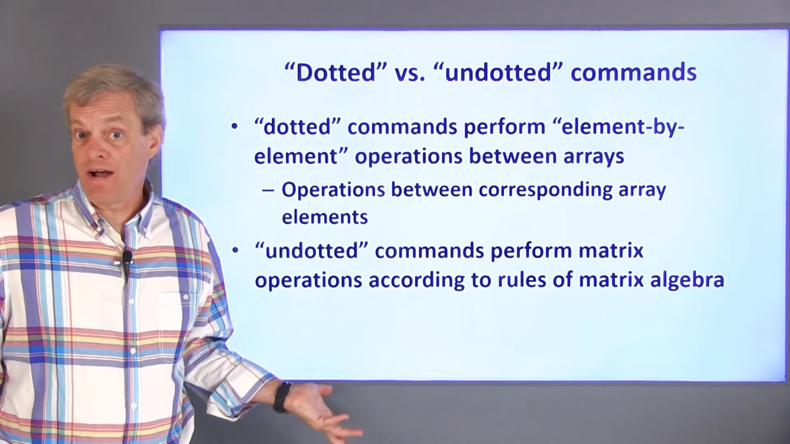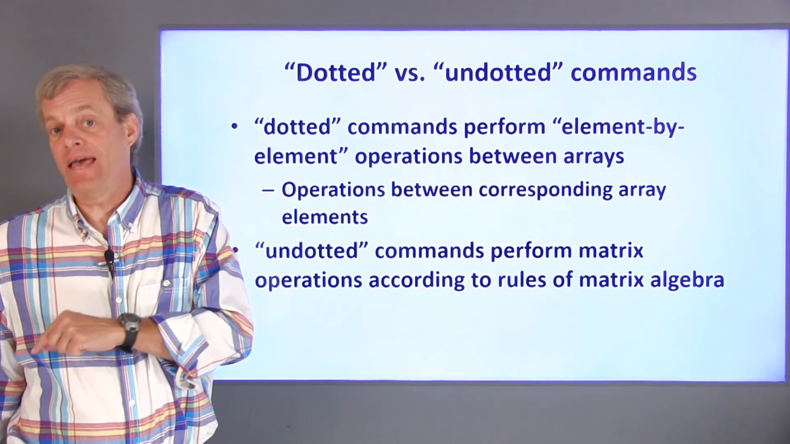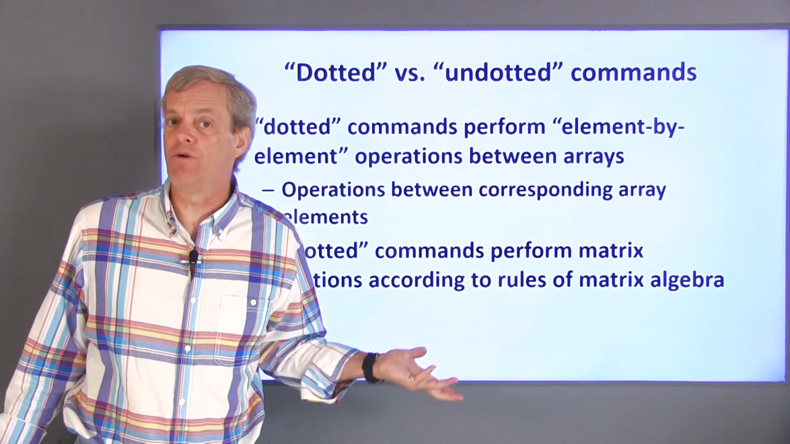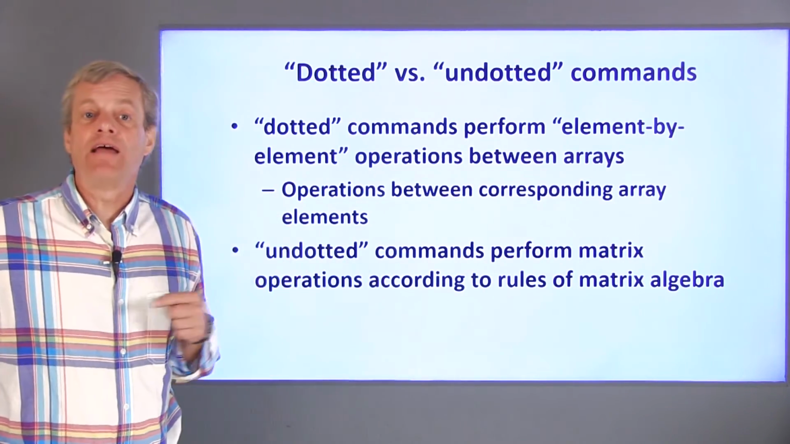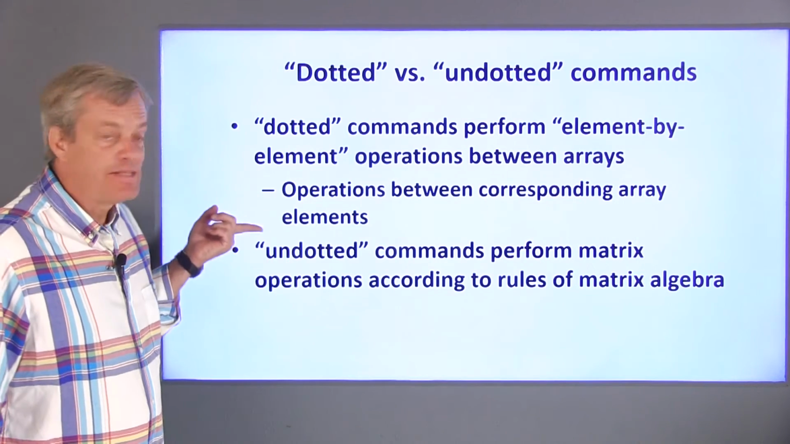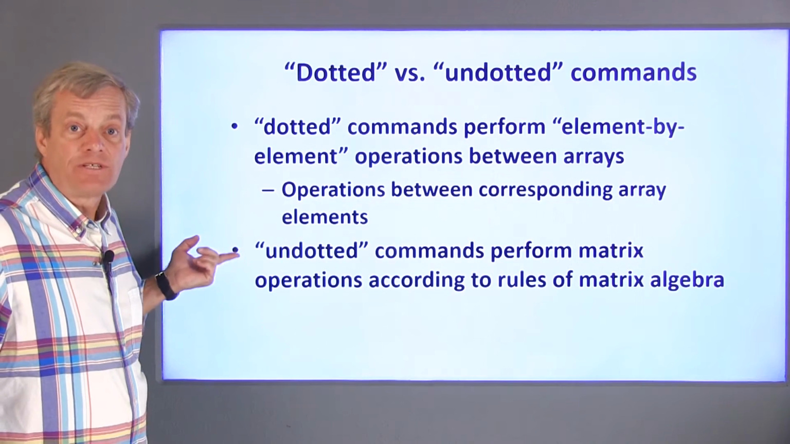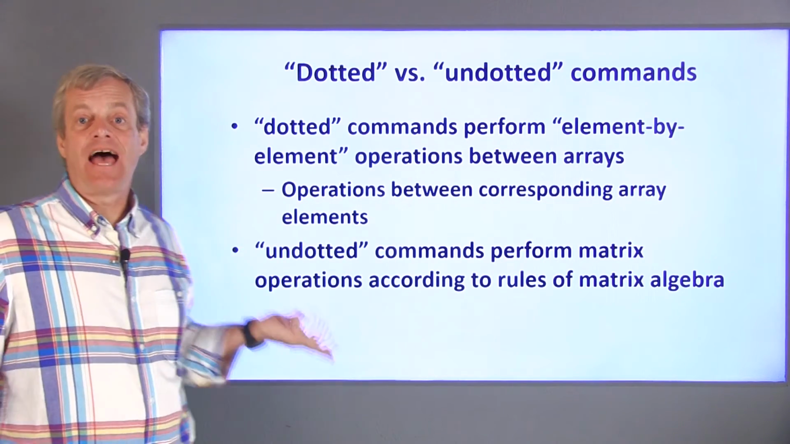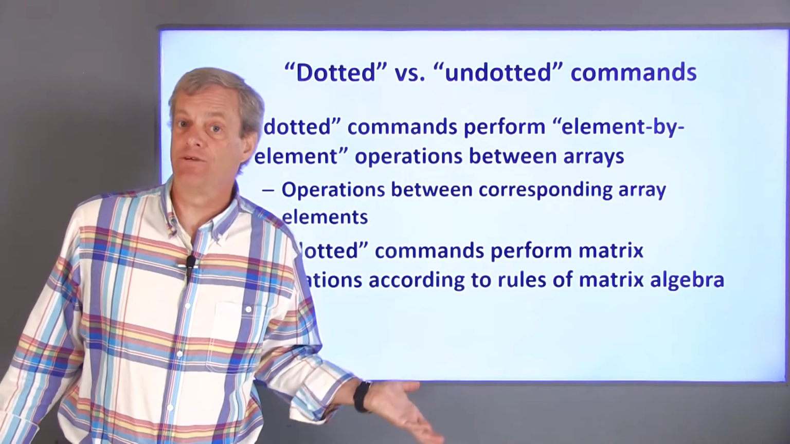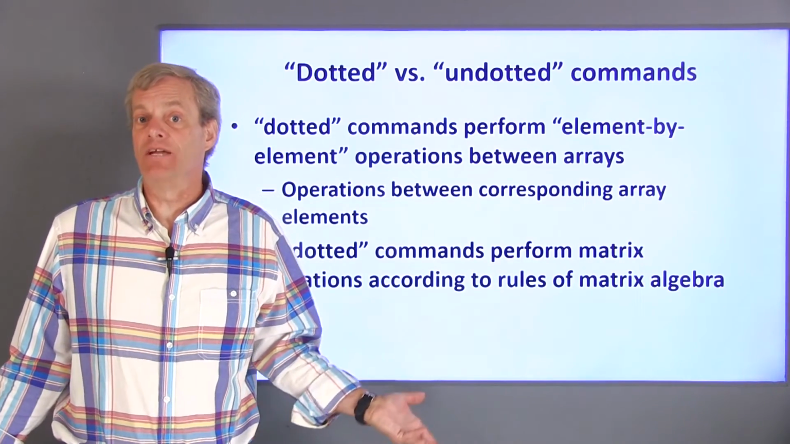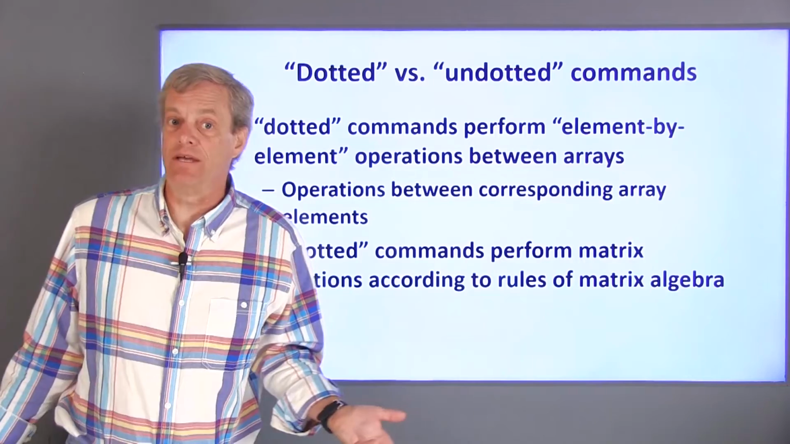Matrix addition and subtraction are the same as element-by-element addition and subtraction, so there's no dotted version of those two operators. In array operations, both of the operands have to have the same number of rows and columns. In matrix operations, the matrix sizes have to be consistent with the rules of matrix algebra. For example, to perform a matrix product, the inner dimensions of the matrices have to agree.